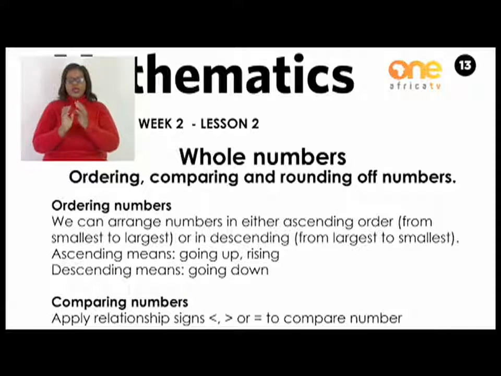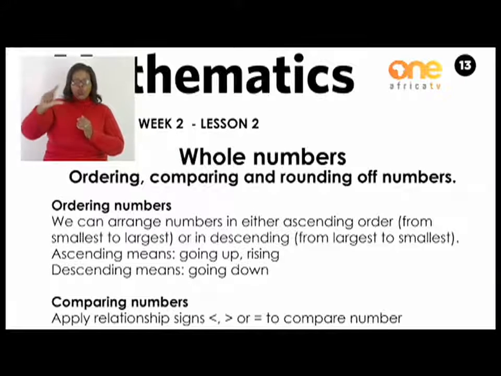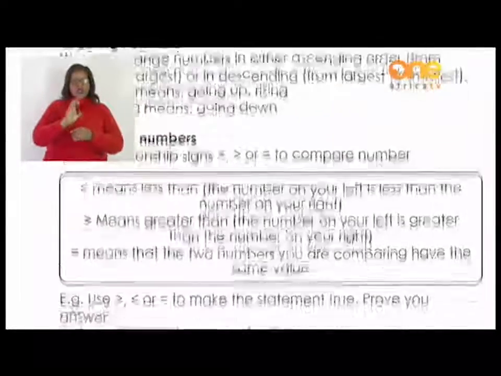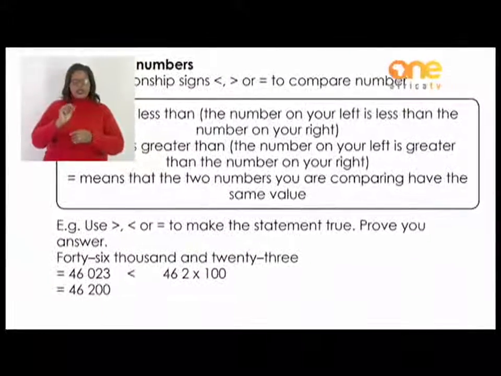We can arrange numbers in either ascending order, from smallest to largest, or in descending order, which is from the largest to the smallest. In short, ascending order means going up or rising. Descending order means going down. Then we move to comparing, the notes for comparing.